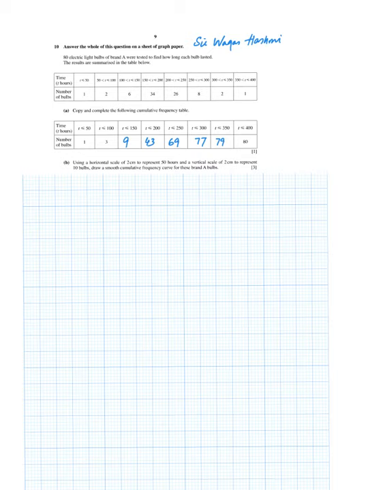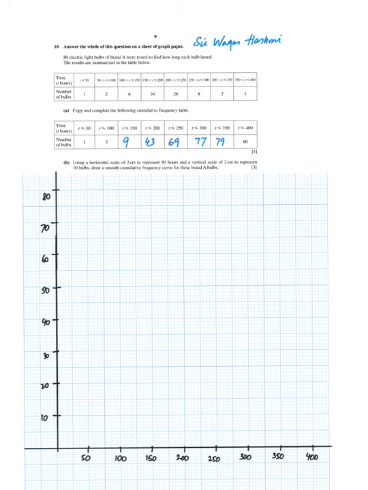After that, using a horizontal scale of 2 centimeters to represent 50 hours and a vertical scale of 2 centimeters to represent 10 bulbs, draw a smooth CF curve for these brand A bulbs. So I have constructed the axes here as given by the scale in the question, and now I will plot the points. At 50 it's 1, at 100 it's 3, at 150 it's 9, so I will plot the points. So these are all the points I have plotted, right? Now I will join them with a curve. So that is my CF curve for part B.